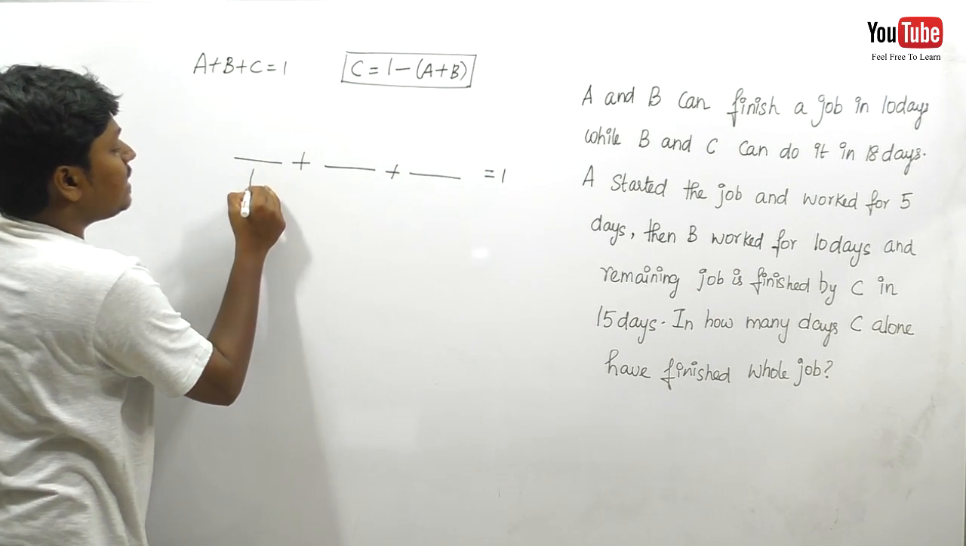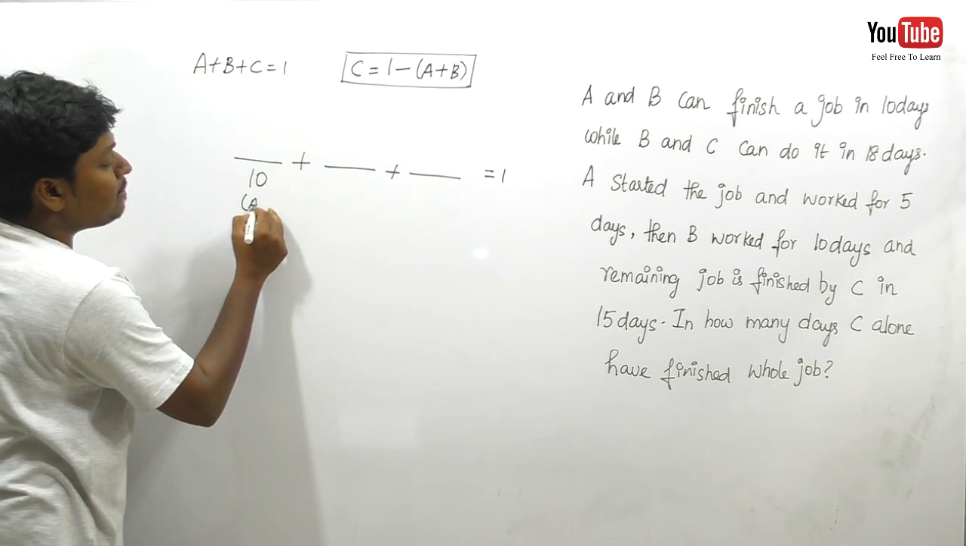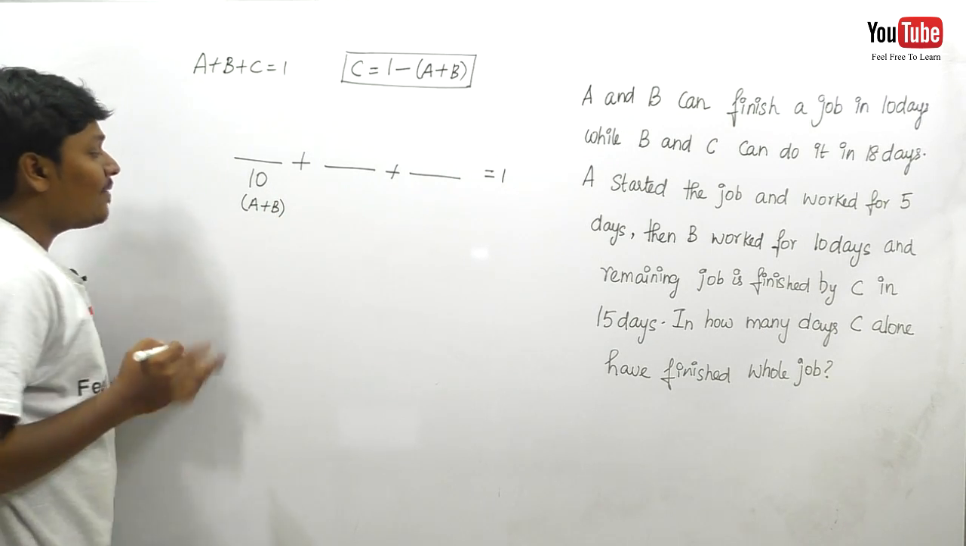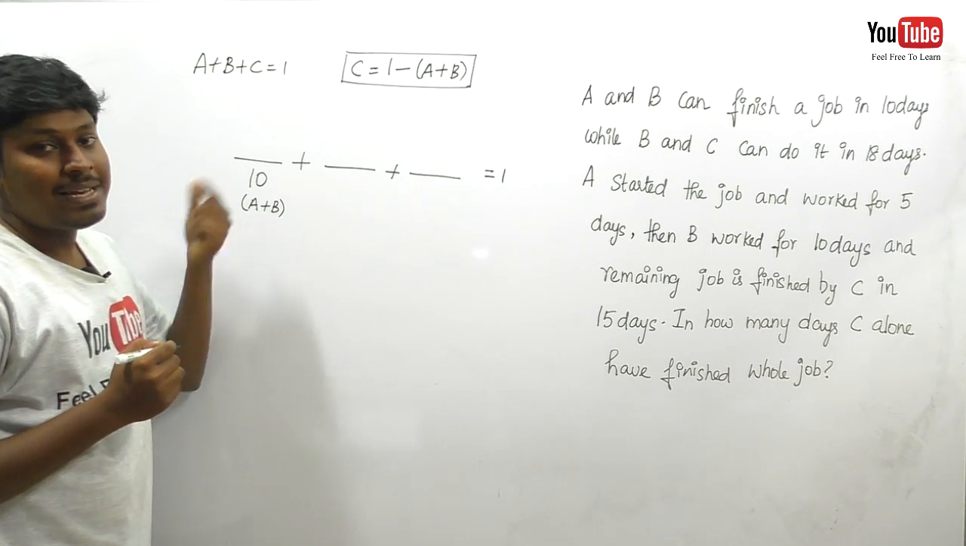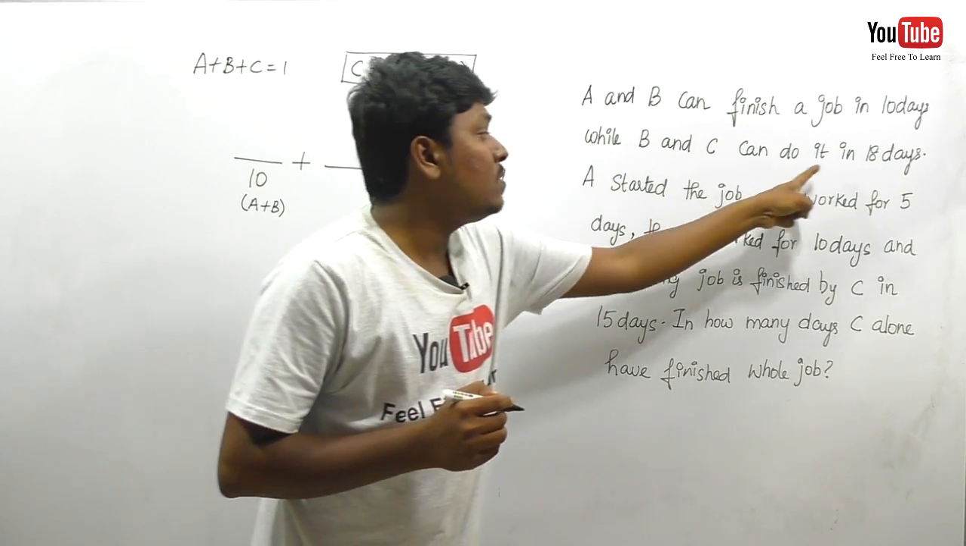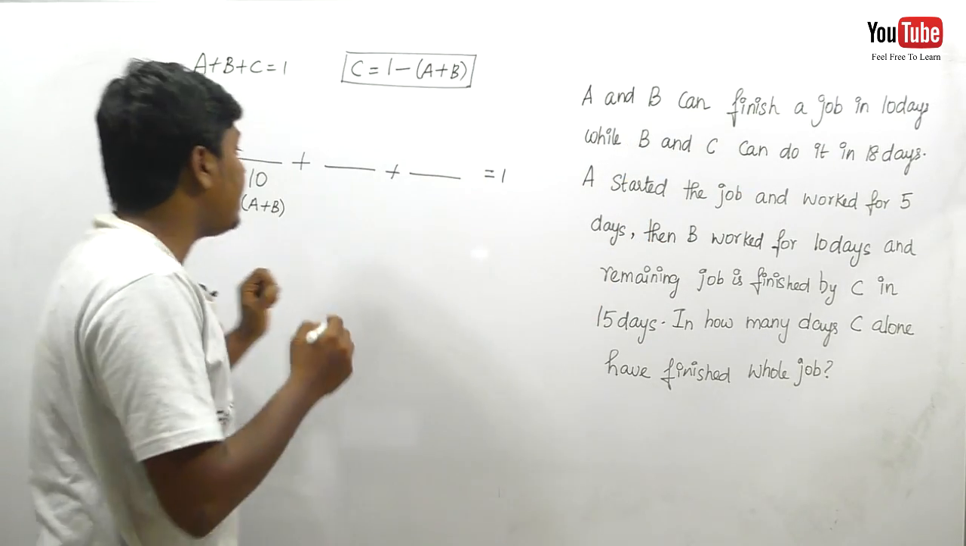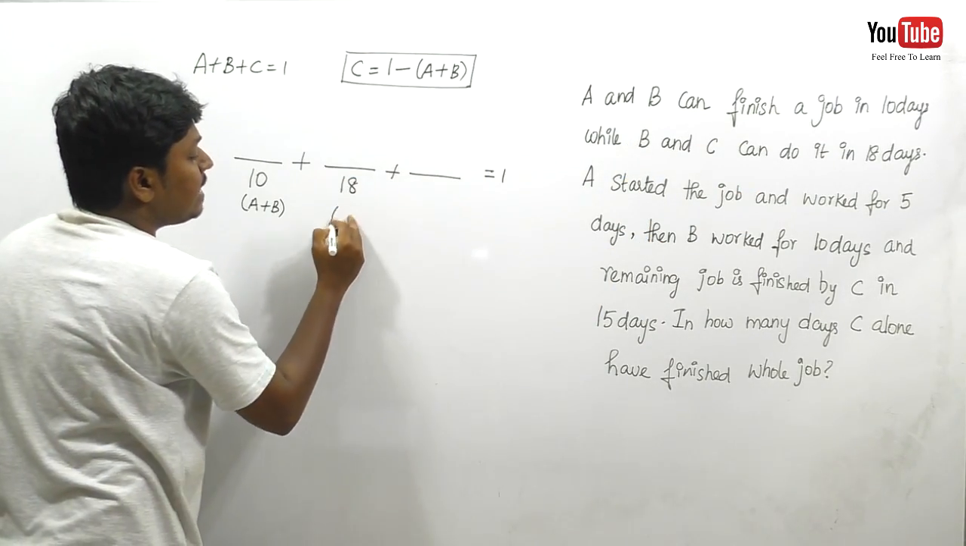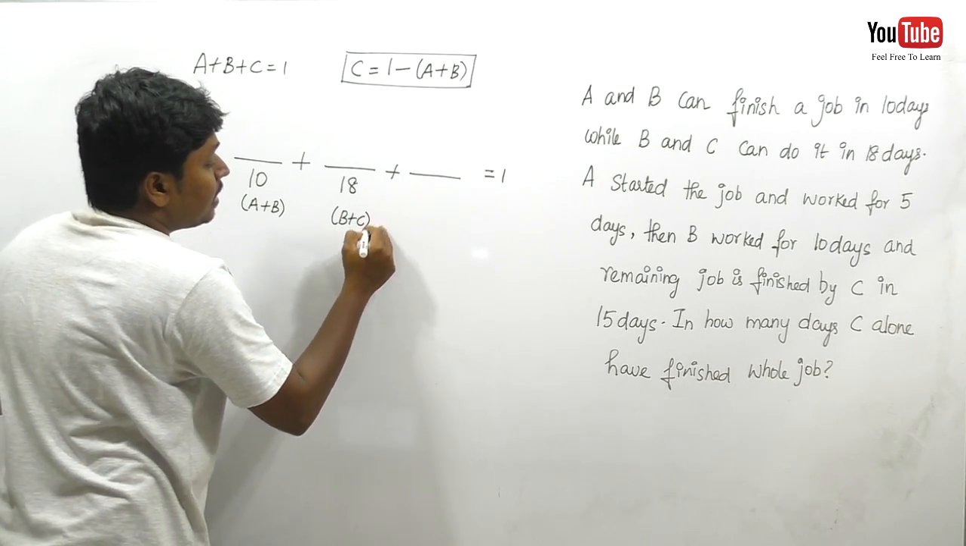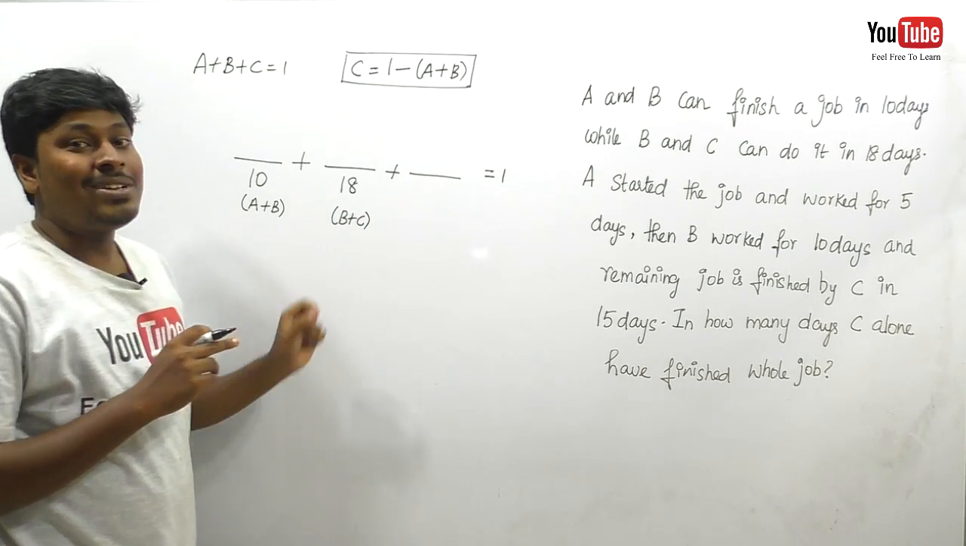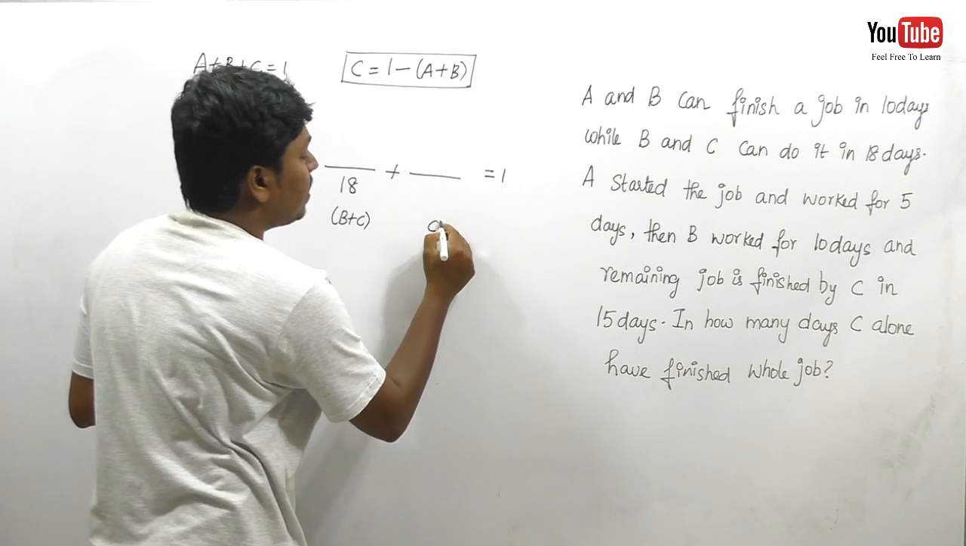I am just putting 10 here, where this 10 determines A plus B. Friends, got the idea? A plus B can do a job in 10 days. Similarly, B plus C can finish a job in 18 days. I can write it as 18 here. I am just taking B plus C. So friends, our target is to find what is C alone. So let me keep C alone here.